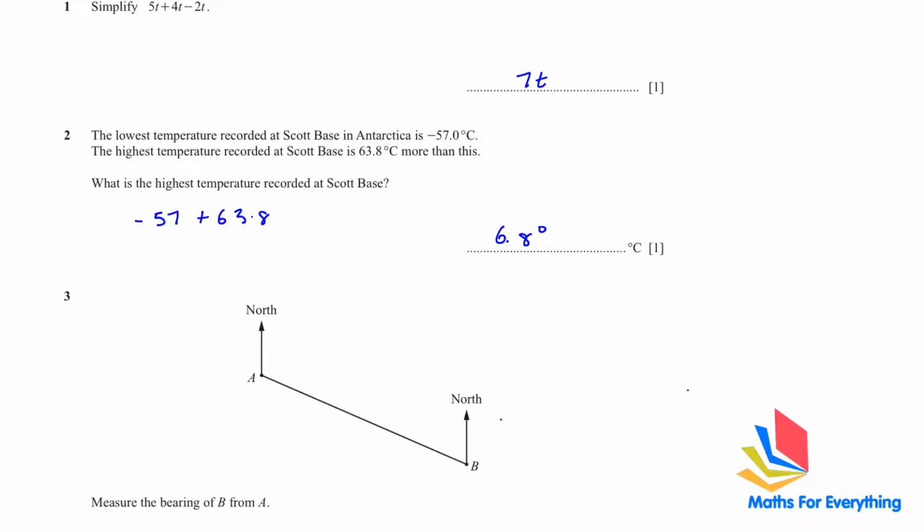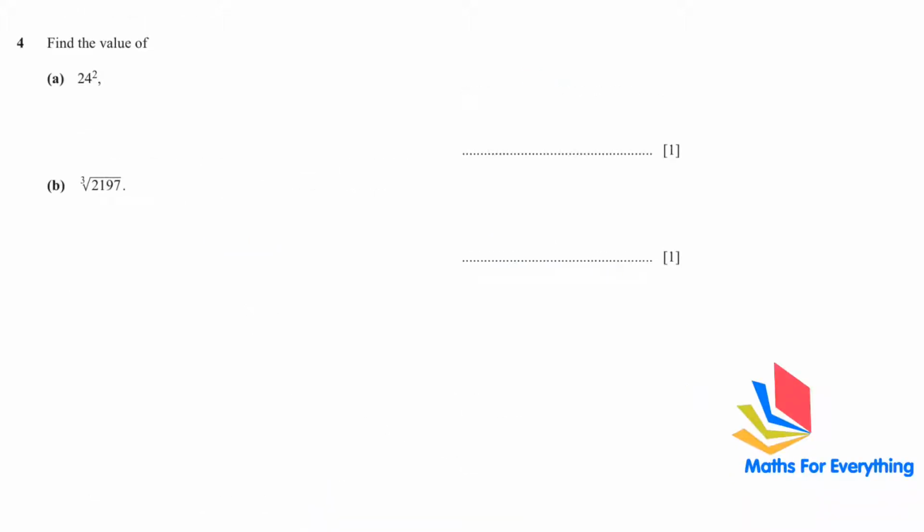Next, measure the bearing of B from A. So we have to measure this, put a protractor and measure it, and the answer is 113 degrees. Next question, find the value of 24 squared. This will give us 576. And the cube root of 2197. You just have to put it in the calculator to get the answer. The answer is 13.